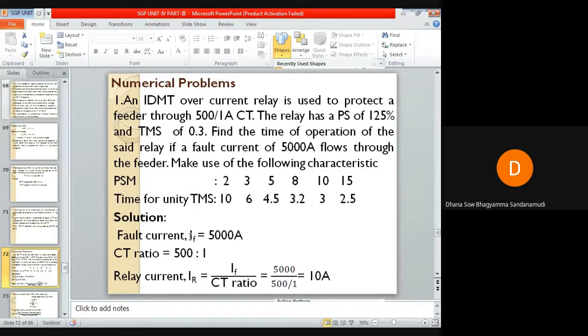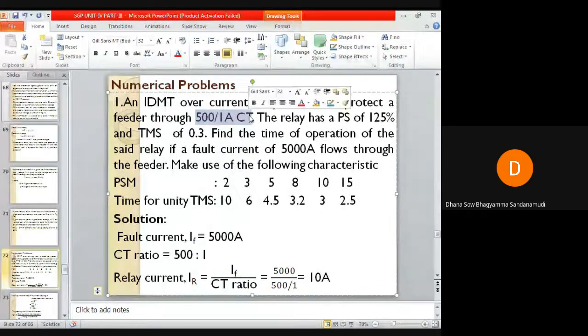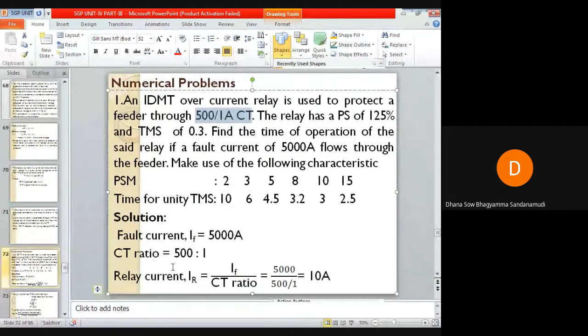Okay. So if you see here, the fault current of 5000 amperes is given. Let us give a notation to this, IF. So IF is the fault current of 5000 amperes and the CT ratio is 500 is to 1. So what is the relay current? Fault current by CT ratio. Fault current is 5000 by CT ratio 500 by 1. You will get 10 amperes. Complete this and inform me.